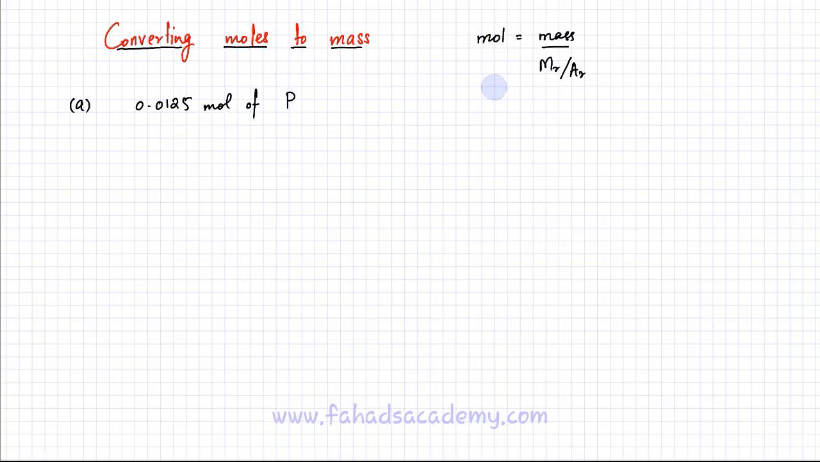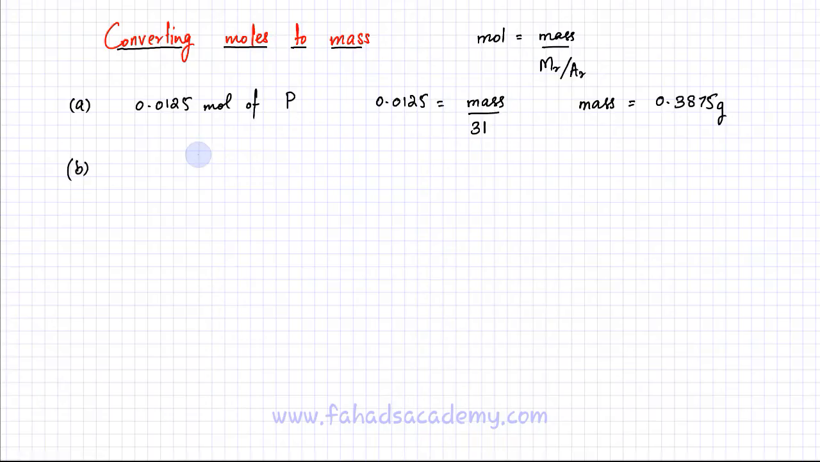Now we're going to use the formula. We know the moles, which is 0.0125, and we want to find out the mass. So the mass is unknown, and we're going to divide it by the MR or AR of phosphorus. So the AR of phosphorus in the periodic table comes out to be 31. And when we do the calculations, the mass would be 0.0125 moles multiplied by 31. Using your calculator, it's going to come out to be 0.3875 grams. Remember, this formula always gives answers in grams. Let's do another question.